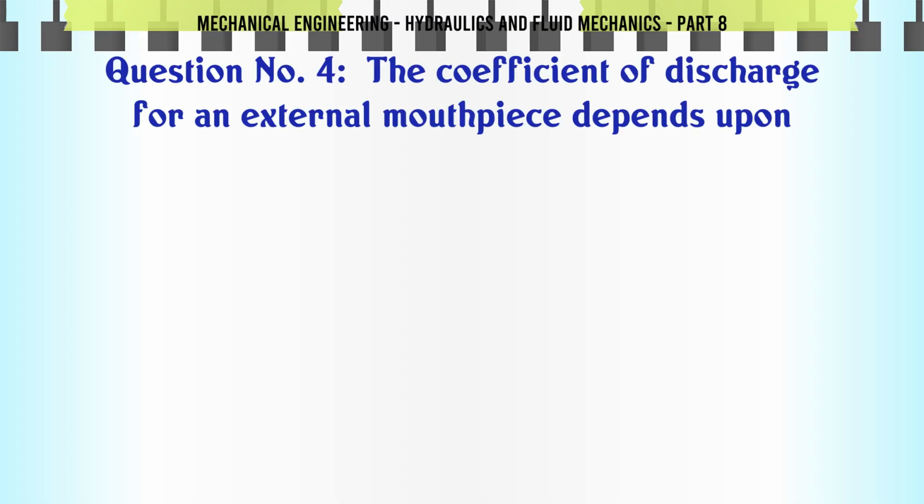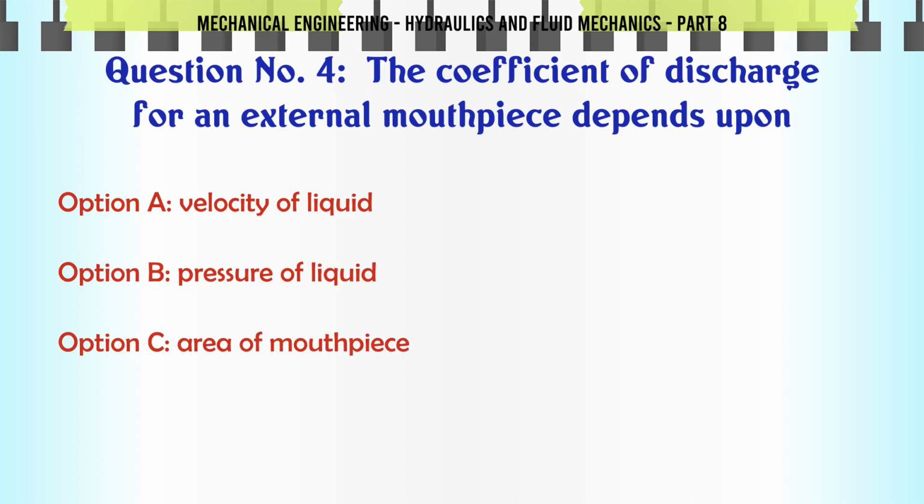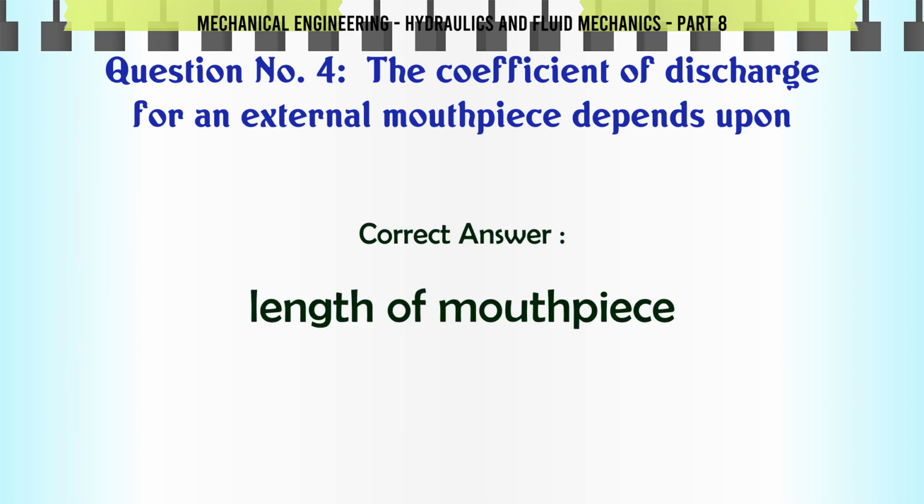The coefficient of discharge for an external mouthpiece depends upon A. Velocity of liquid, B. Pressure of liquid, C. Area of mouthpiece, D. Length of mouthpiece. The correct answer is length of mouthpiece.